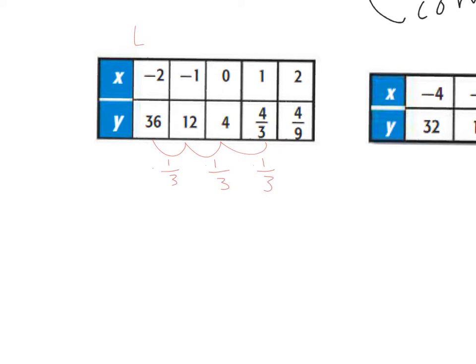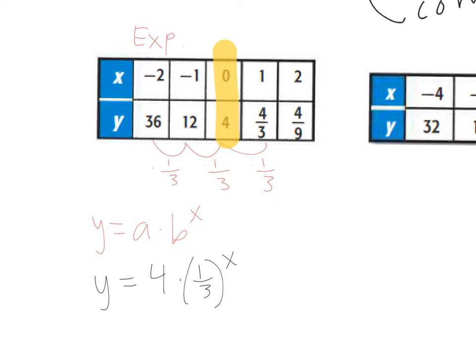So this would best fit the exponential model. For an exponential model, again, we have y equals a times b to the x, where a is your y-intercept and b is your common ratio. So here, y equals a is the y-intercept. As I look at the table, when x is 0, what's y? Well, y is 4. So I have y equals 4 times, and then my common ratio is 1/3. So 4 times 1/3 to the power of x.